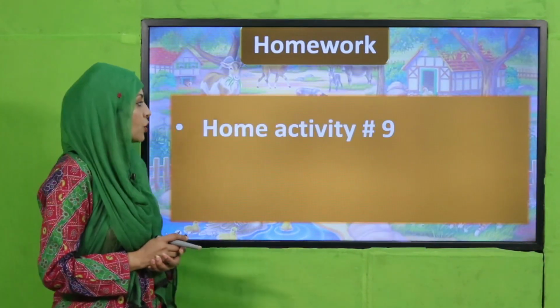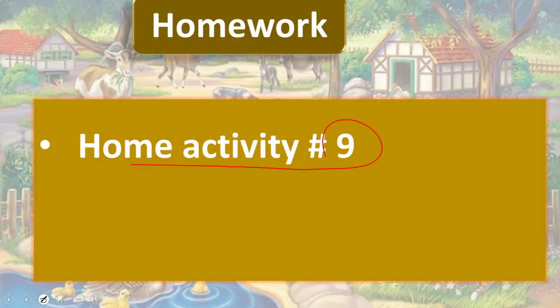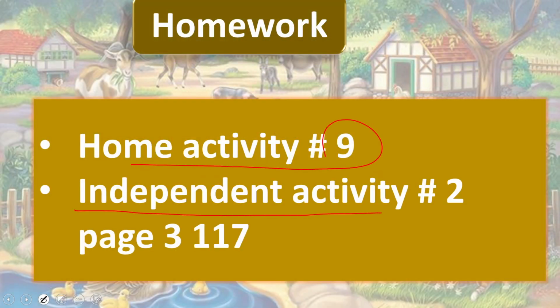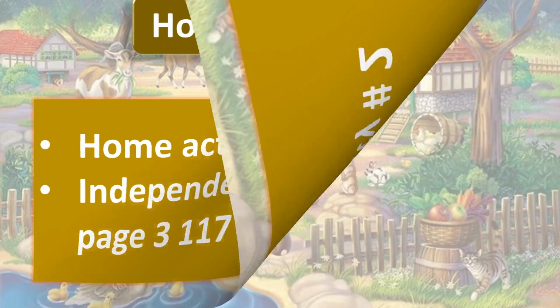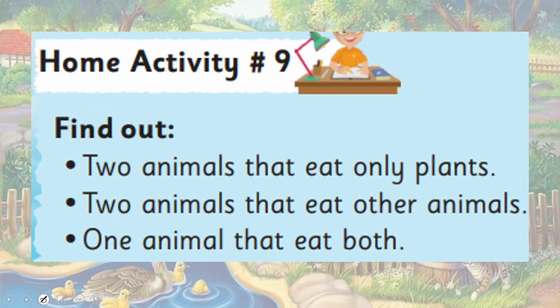So in today's homework, what you will do is first of all you will do home activity number 9, and then you will do independent activity number 2 given on page number 117. So my dear students, home activity number 9 says that find out 2 animals that eat only plants.